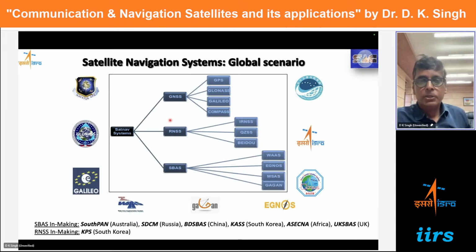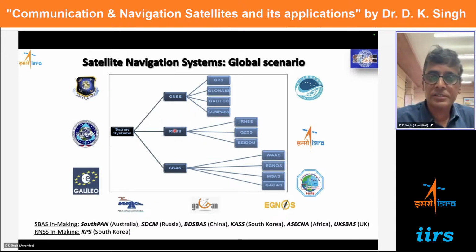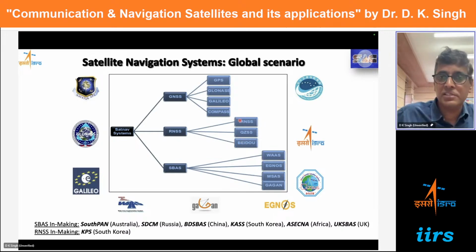So coming to the regional navigation system, our own NAVIC, which is Indian Regional Navigation System, then QZSS, which is Japanese, then BeiDou, which is Chinese. So they are designed to cover a specific region of interest. They can manage with a smaller number of satellites, like 6 to 10, whereas previous systems need minimum 24 satellites to provide the service.